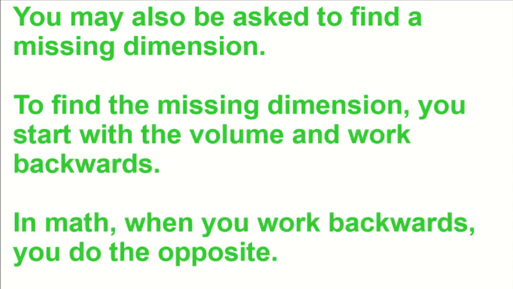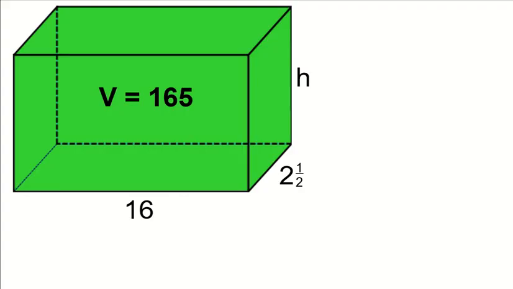All right, so the other thing you might have to do is find a missing dimension. What that means is you're looking for the length, width, or height. So it gives you the volume. So what you do is you start with the volume and you work backwards. In math, when we work backwards, we do the opposite. So what's the opposite of multiplication? Division. So go ahead and give that one a try.